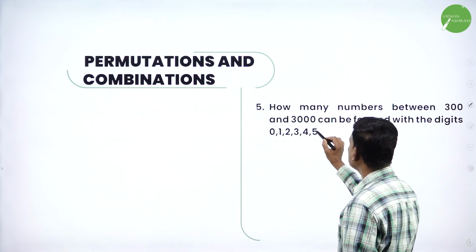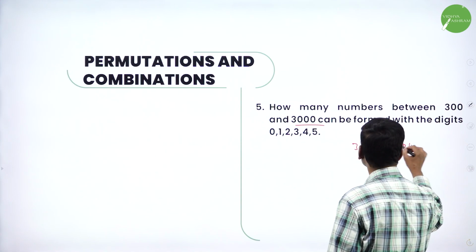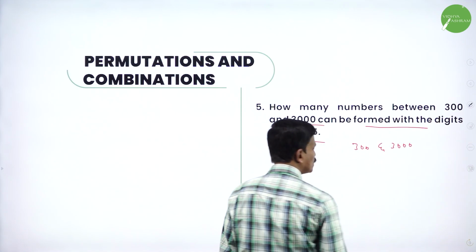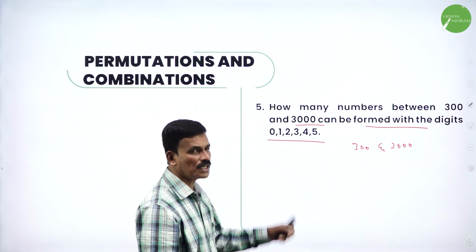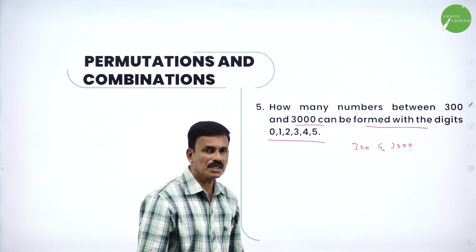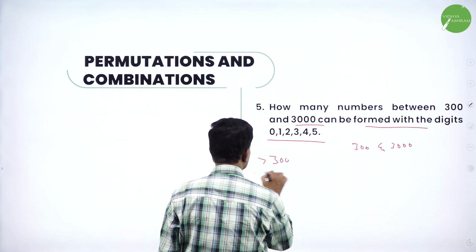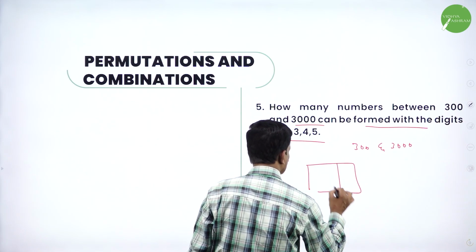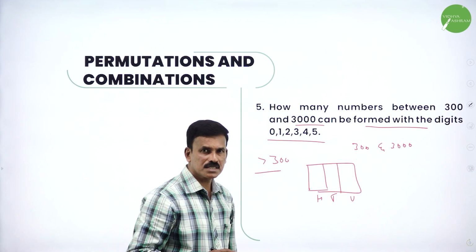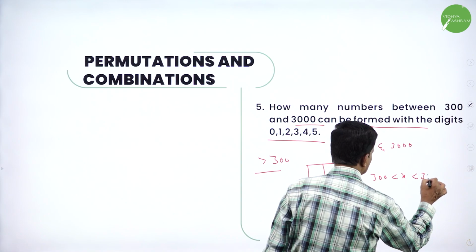How many numbers between 300 and 3000 can be formed with the digits 0, 1, 2, 3, 4 and 5? So first, the 3-digit numbers greater than 300, with unit, 10 and 100 places. So that means 300 less than x less than 3000.